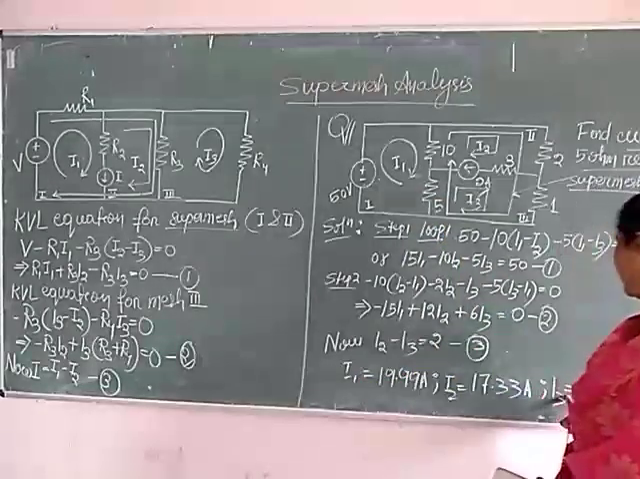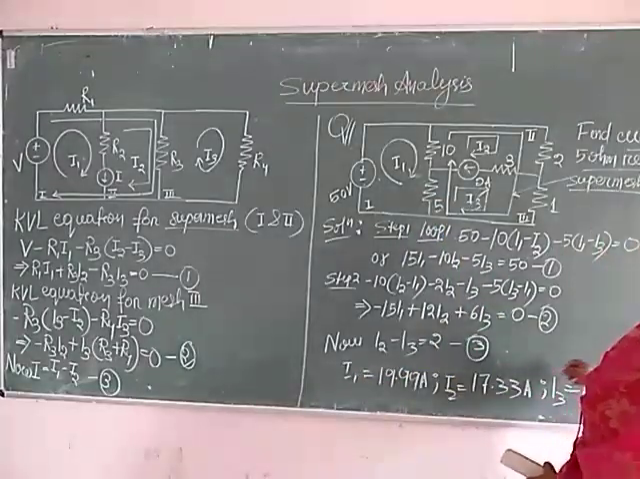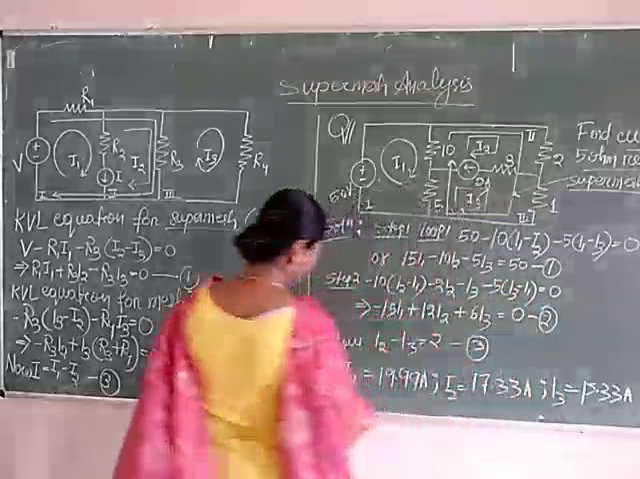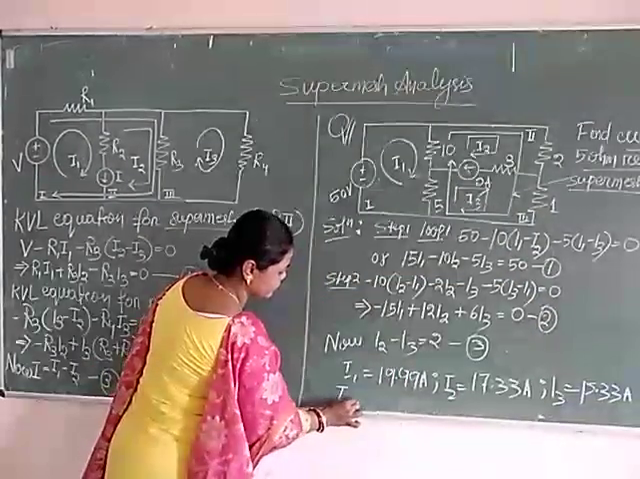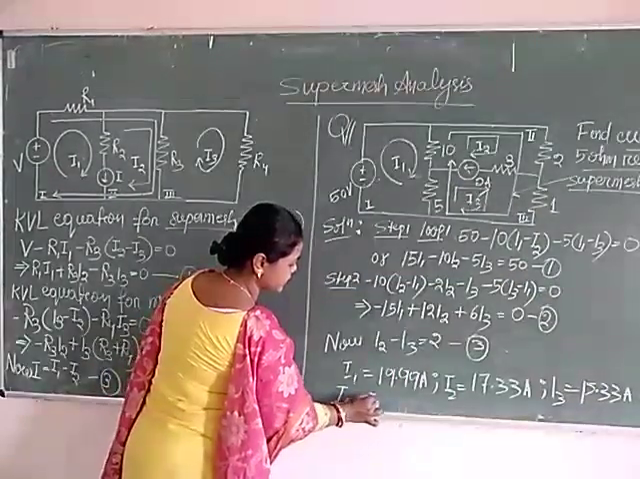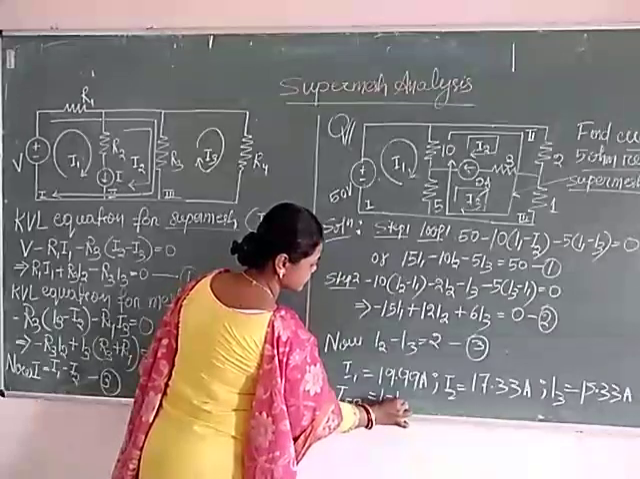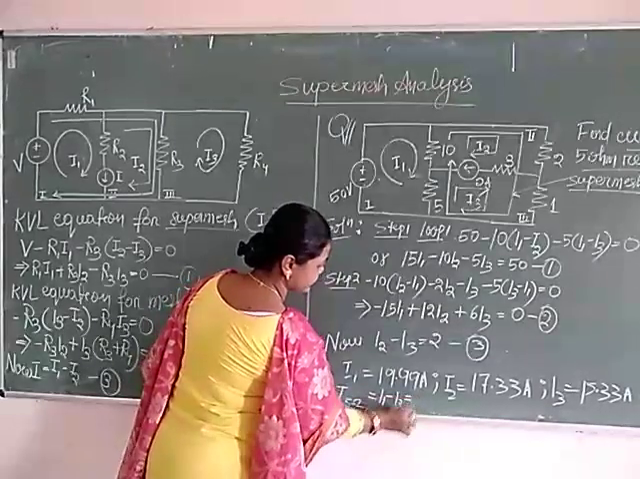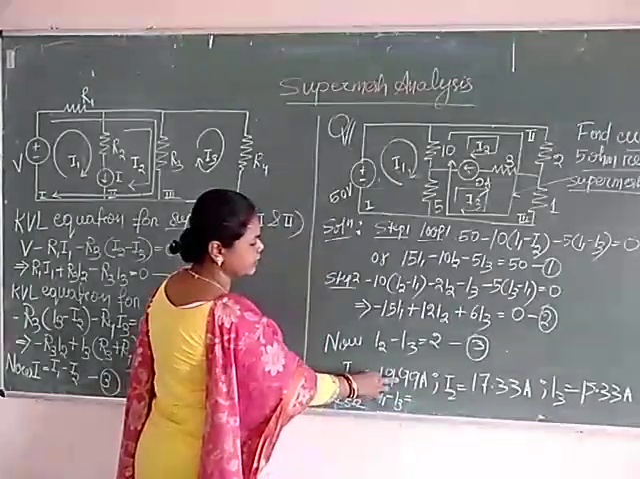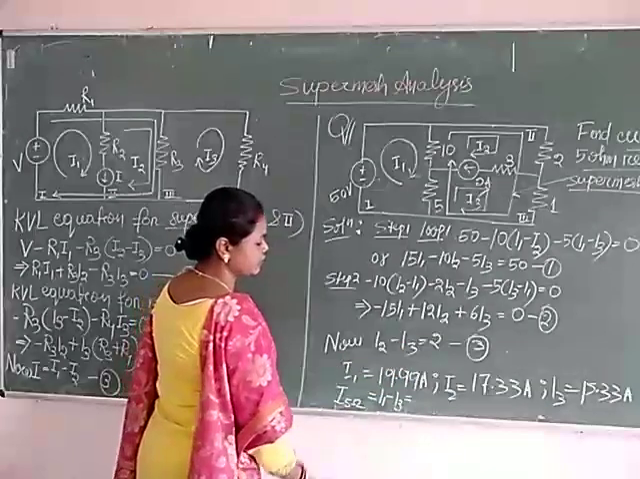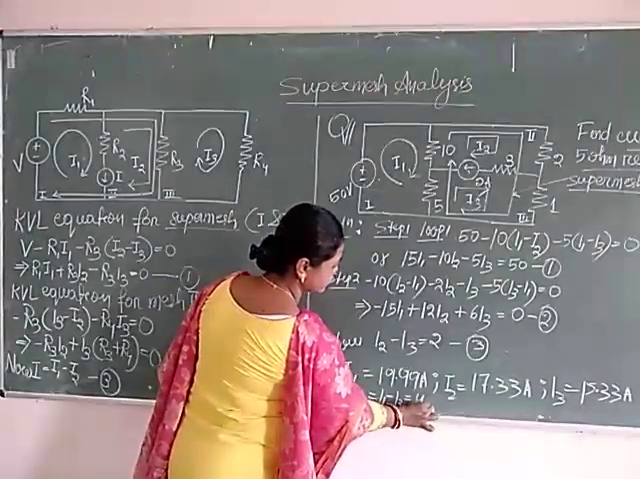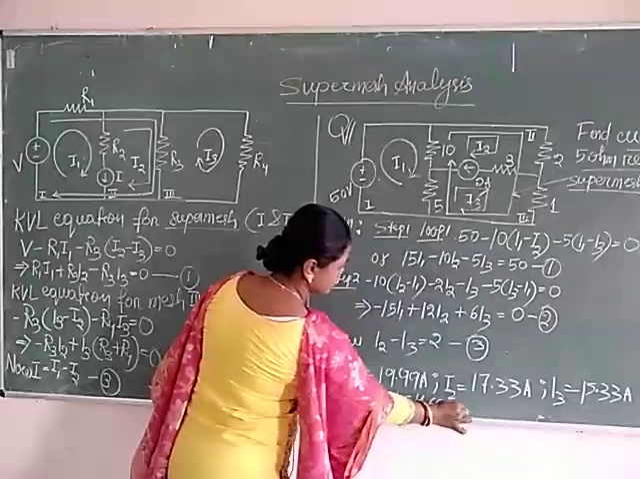Current flowing through the 5 ohm resistor is I1 minus I3. 19.99 minus 15.33, you get 4.66 ampere.